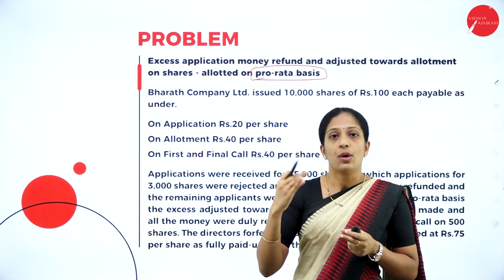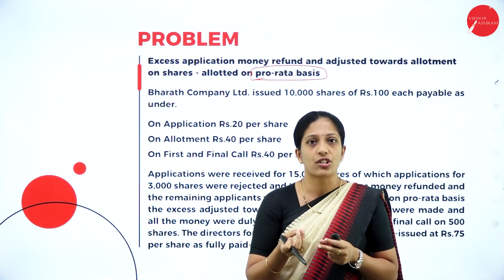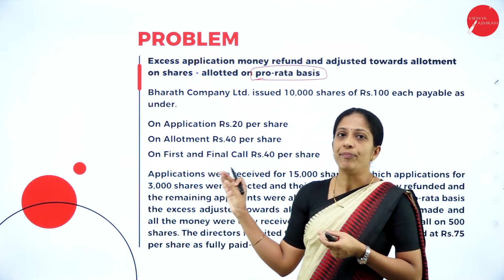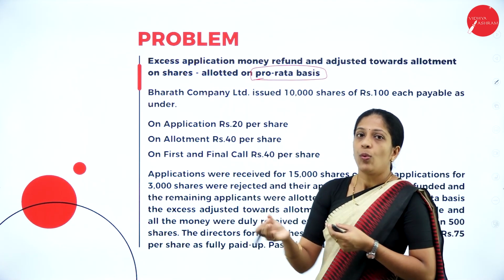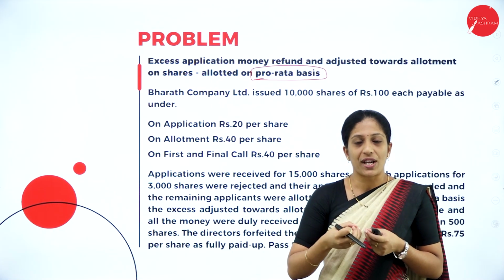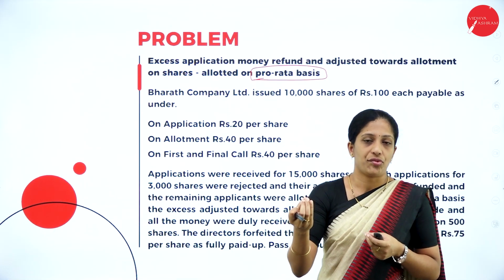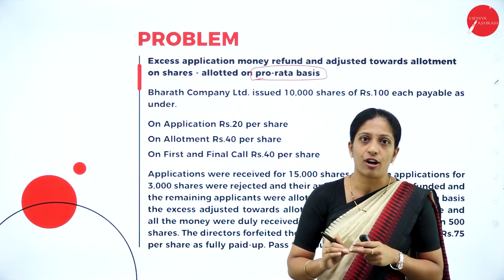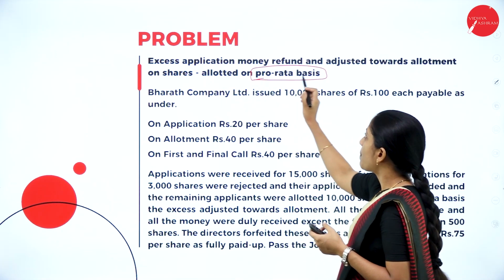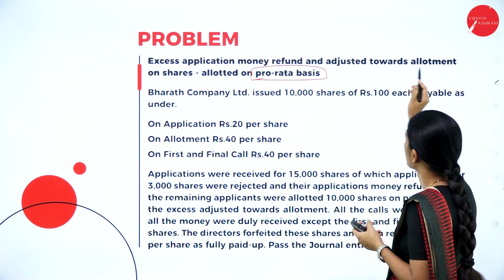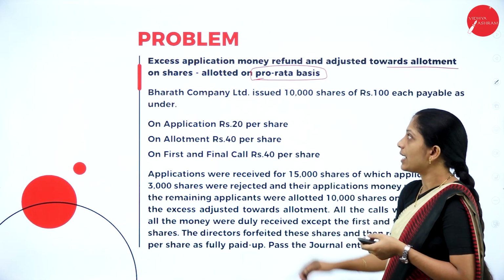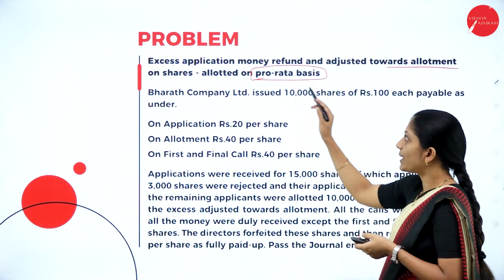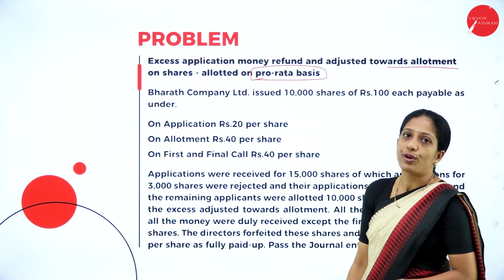In your previous question, we had received 5,000 excess application money where they had clearly told us to refund. But let us see this problem. So pro rata in the sense what? Whatever excess application money we receive, we either refund that amount or transfer it to allotment. Okay. So excess application money refunded and adjusted towards allotment on shares, that is allotment on pro rata basis. So this situation is called allotment on pro rata basis.